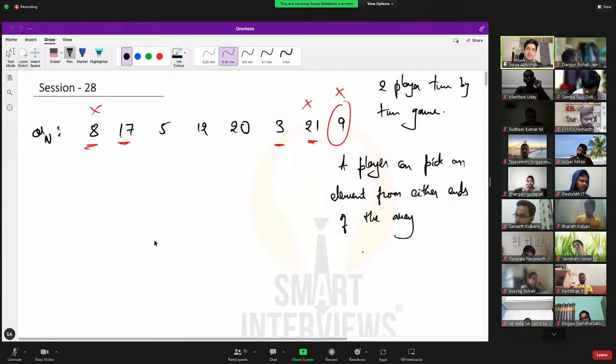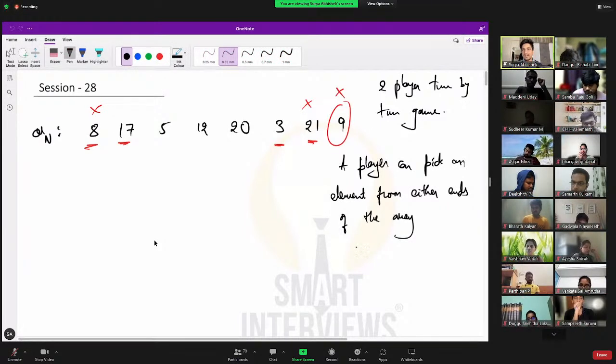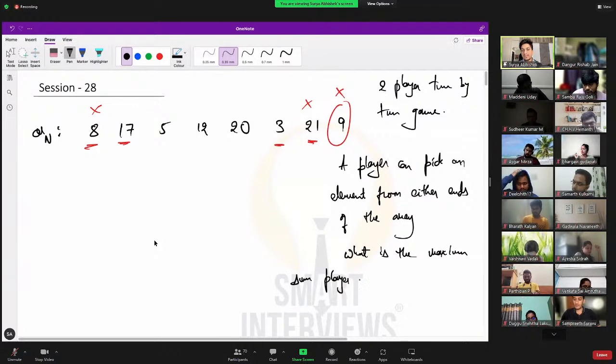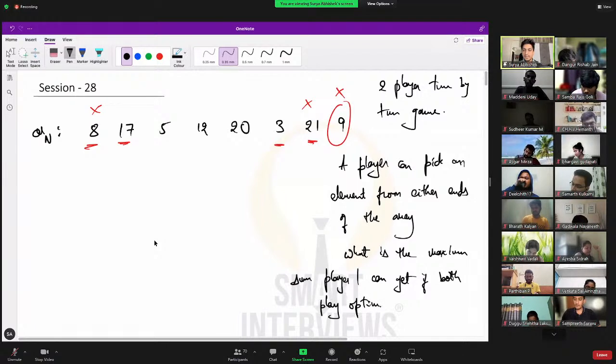The objective of this problem is not to check who will win the game, but what is the maximum sum player 1 can get. What is the maximum sum? Player 1 is nothing but the first player. What is the maximum sum player 1 can get if both play optimally?